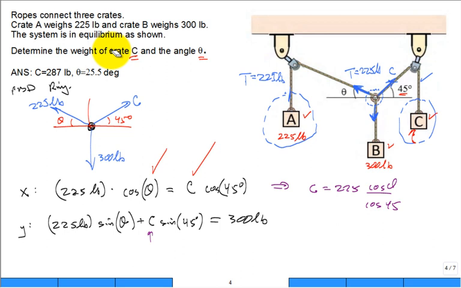So what you're going to find is C comes in at 287. I strongly encourage you to check that yourself. And that angle is 25.5 degrees. Any comments? Does that look doable?